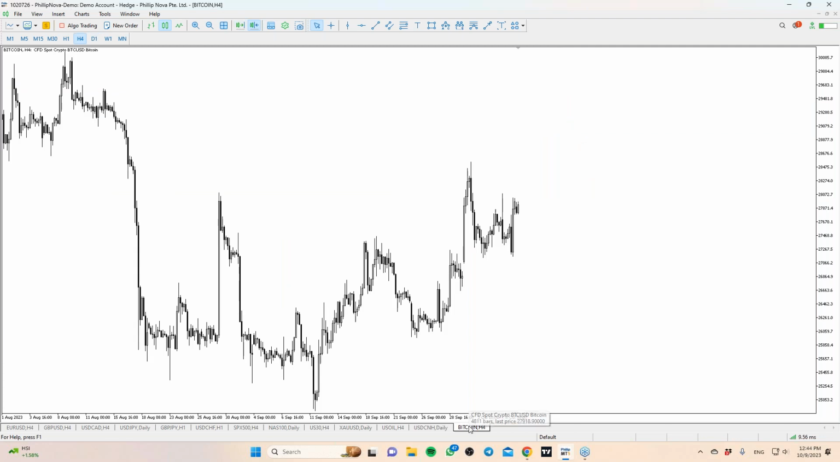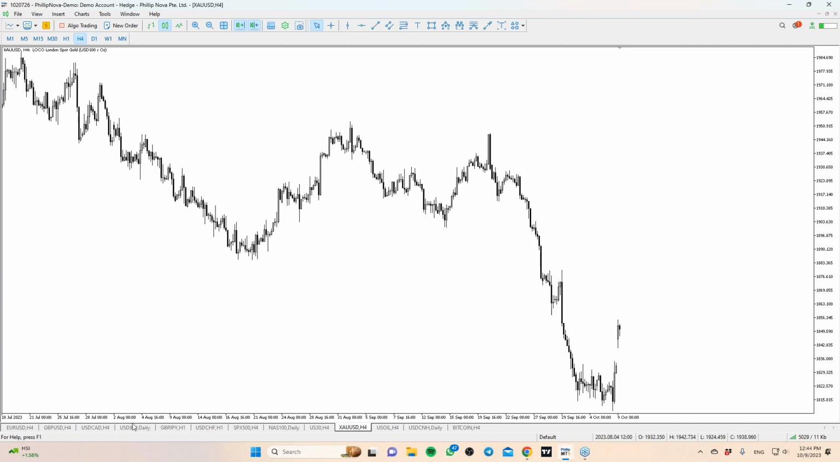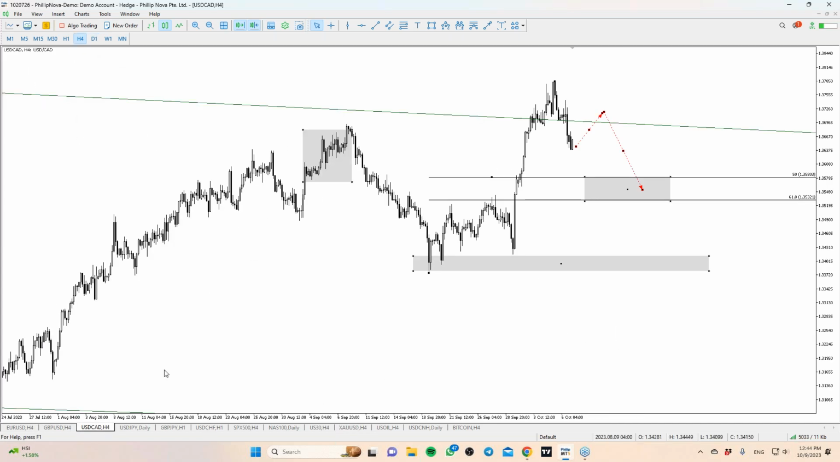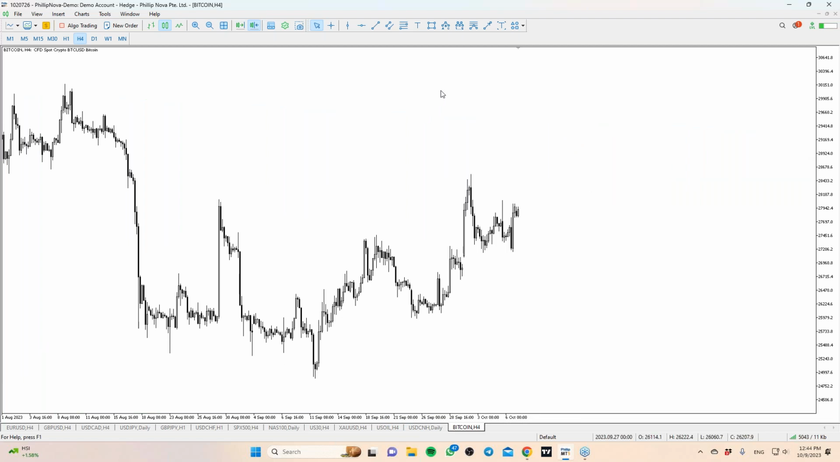Any other questions that you guys have? Okay, so my focus for this week is definitely on gold, as well as some of the major pairs, like Euro, Pound, and the Dollar Canadian. That's definitely the focus for me this week. So far, so good.